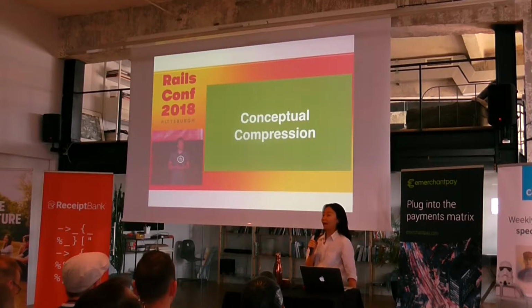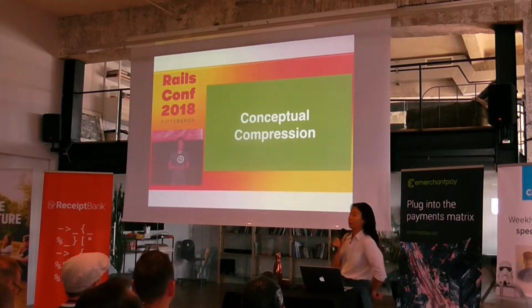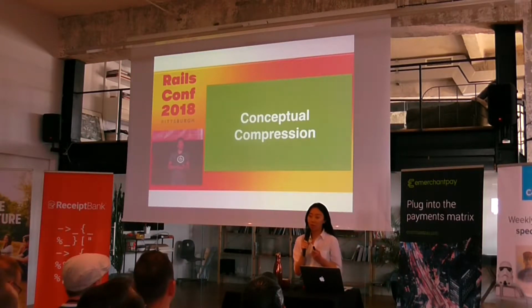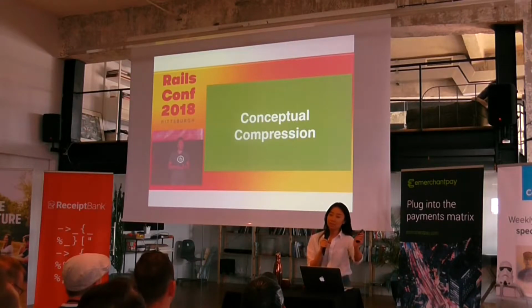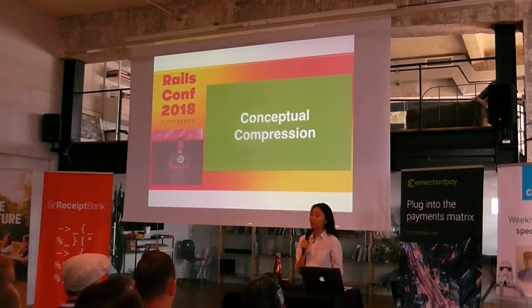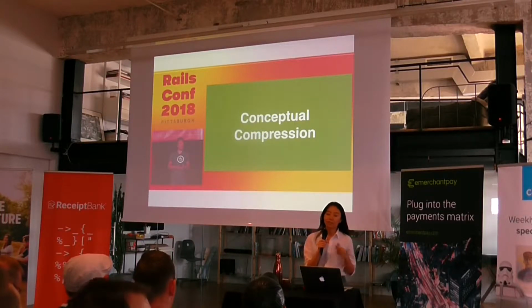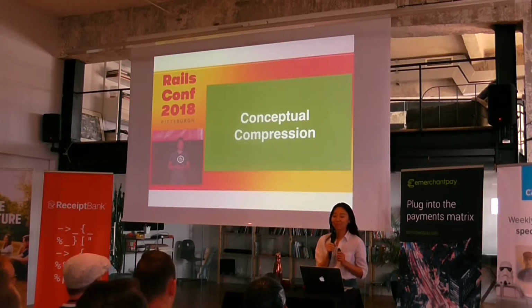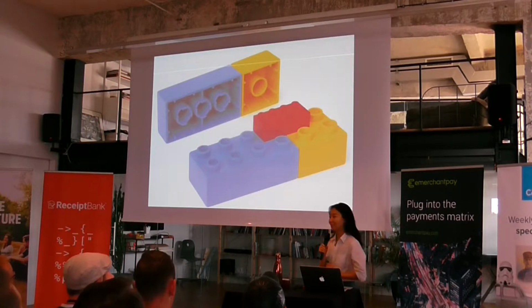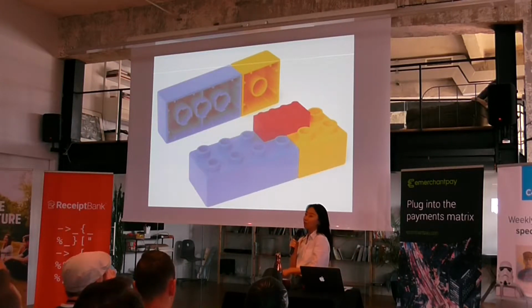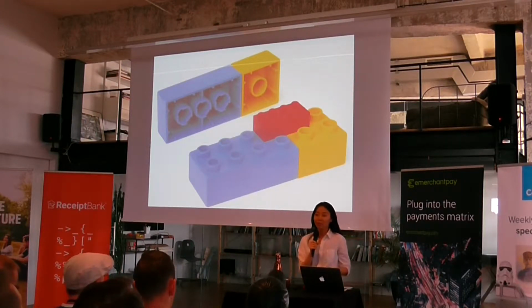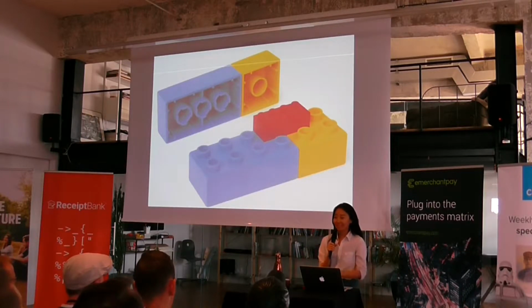If you were at RailsConf this past year, or if you've seen the videos because they're all published now, you may have seen DHH, the creator of Ruby on Rails' keynote, and one of the things that he talks about during his keynote is conceptual compression. Conceptual compression is basically the process of going from Lego to Duplo. If you're interested at all, I would say check out the talk.